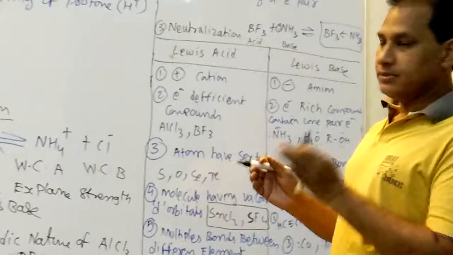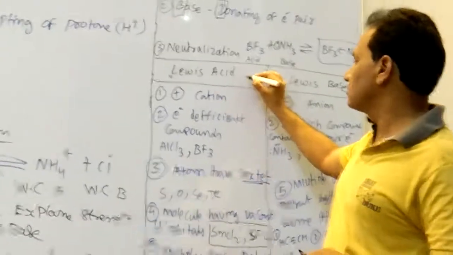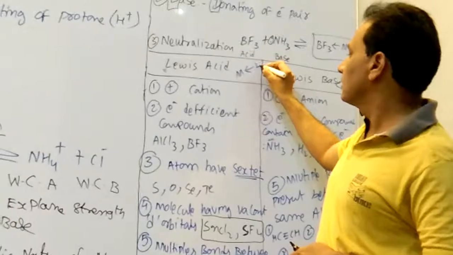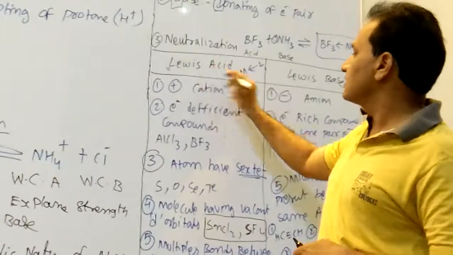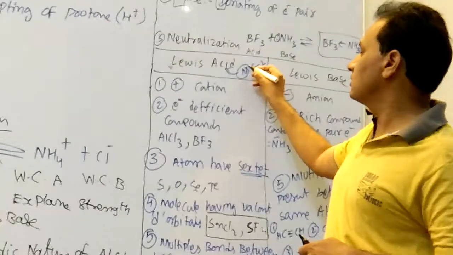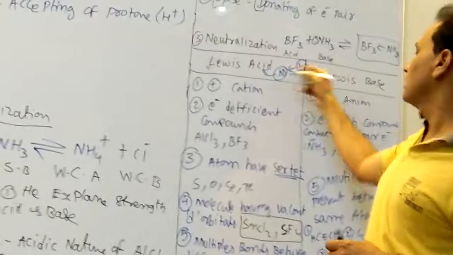Remember, the central metal acts as a Lewis acid. They accept the electrons. Suppose a metal is there, with ligands. This metal acts as a Lewis acid because it accepts electrons, and this ligand acts as a Lewis base because it donates the electrons.